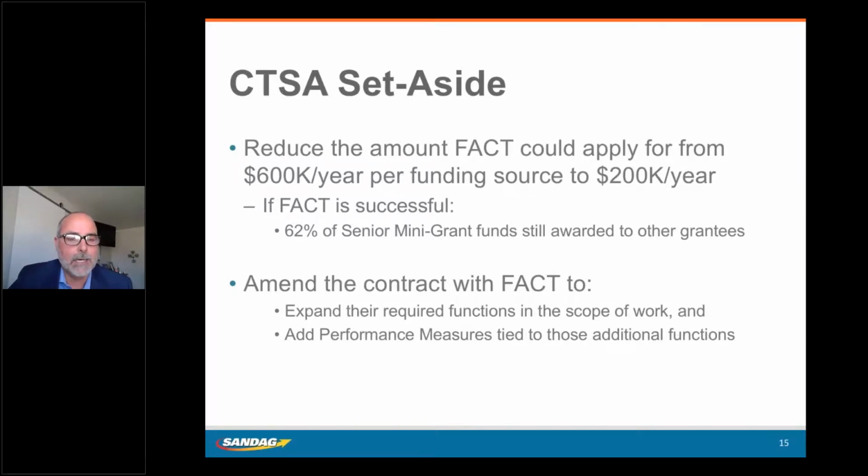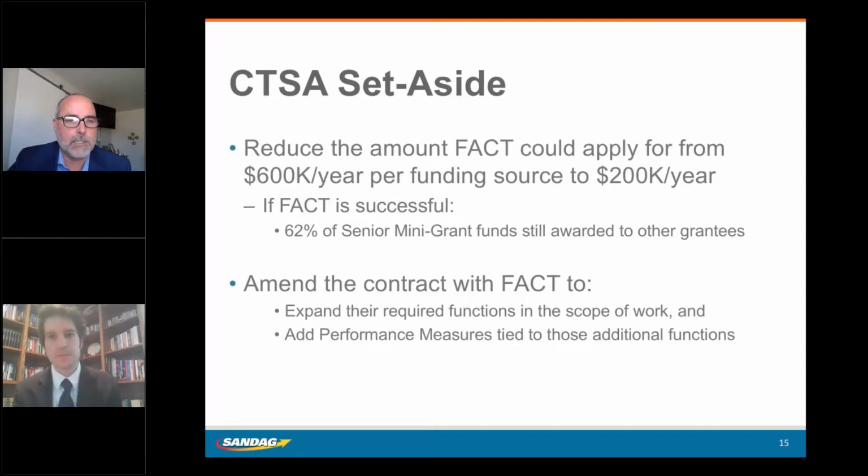We would add required functions in their scope of work. We would add performance measures tied to those functions and ensure that they are performing with those dedicated dollars. And we would come back to both ITALC and Transportation Committee with annual updates on their performance measures and how they're doing with this dedicated source of funding. So with that, that concludes my portion of the presentation. I'll hand it back to Zach to talk about next steps, and we'll look forward to answering your questions.